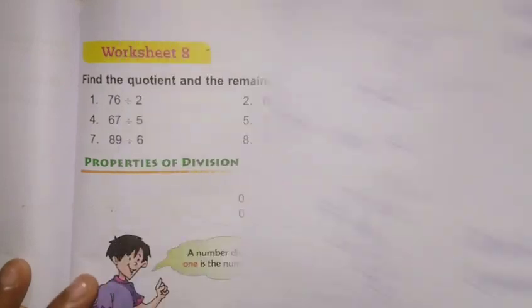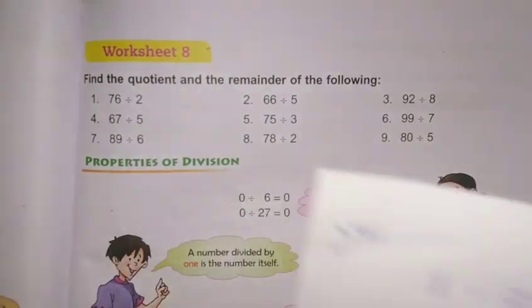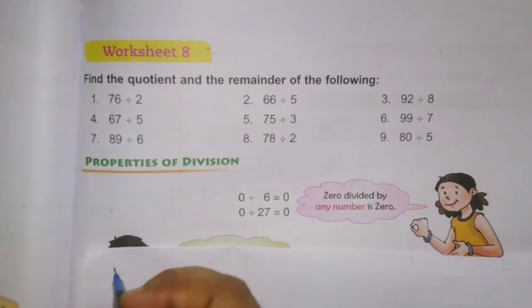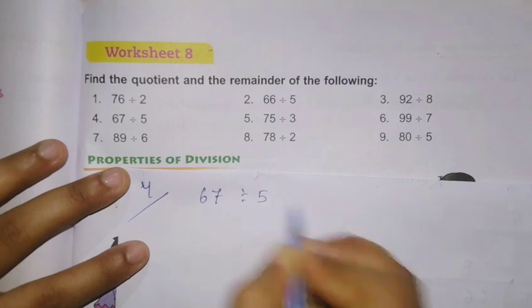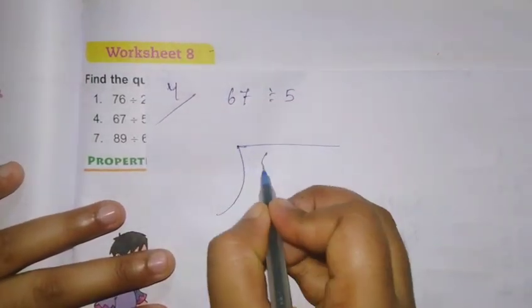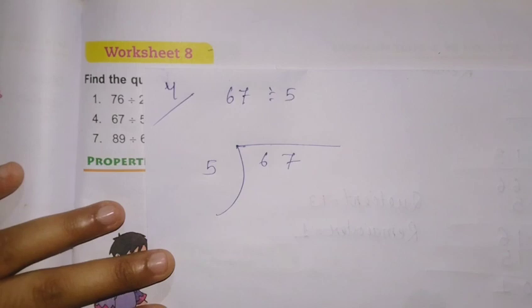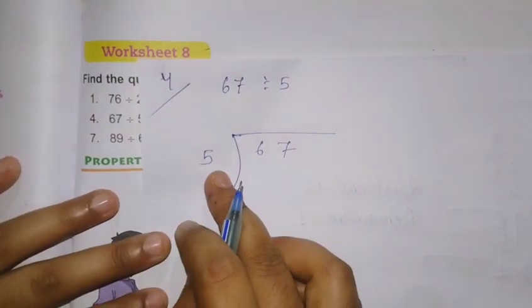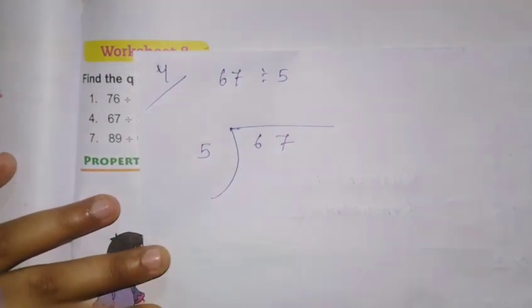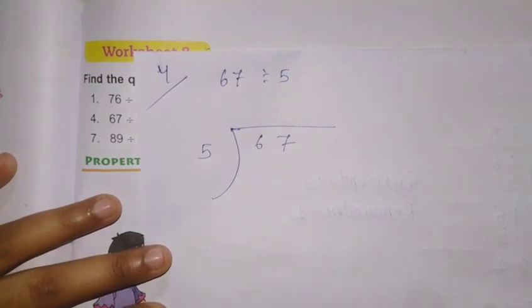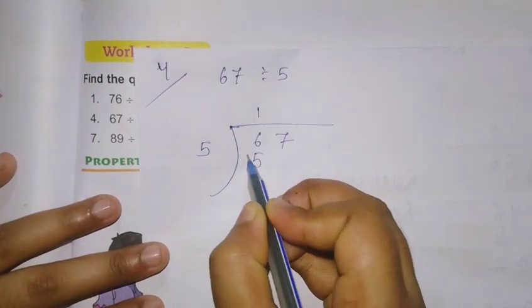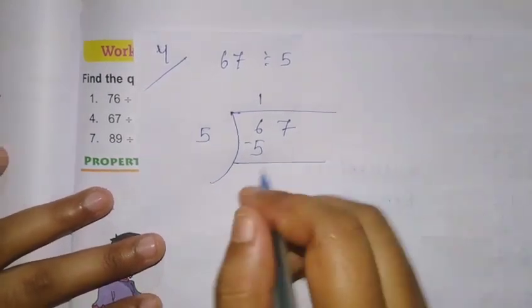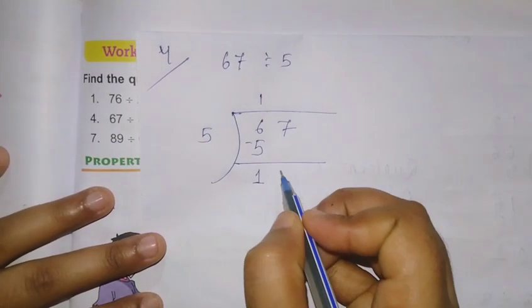Now we solve point 4. 67 divided by 5. First we divide the tens place. Then we recite the multiplication table of 5 till we get 6. We will not get 6 in the multiplication table of 5. Then you take the one just less than that. Then 5 1 is 5. Now we subtract the product from the dividend. 6 minus 5 equals 1. Then 7 is brought down.